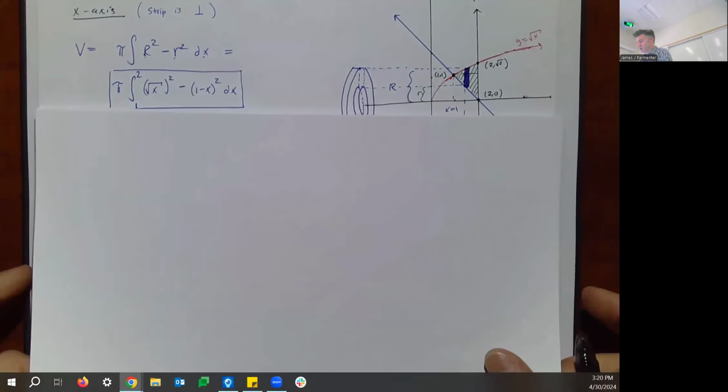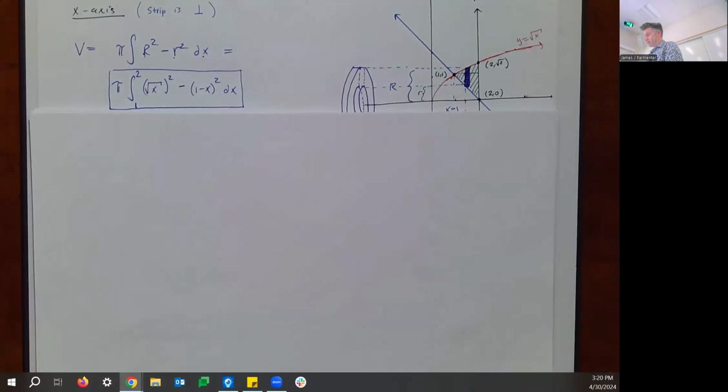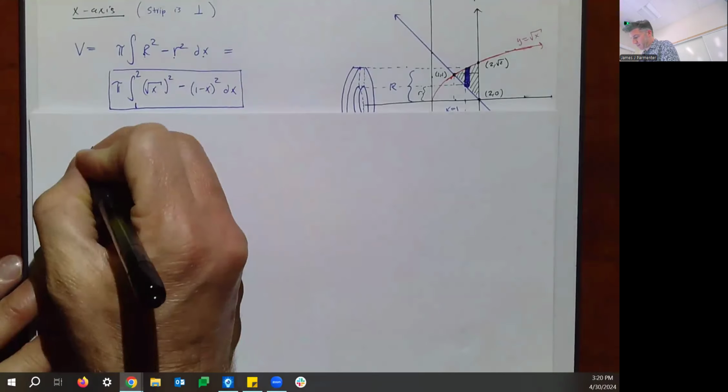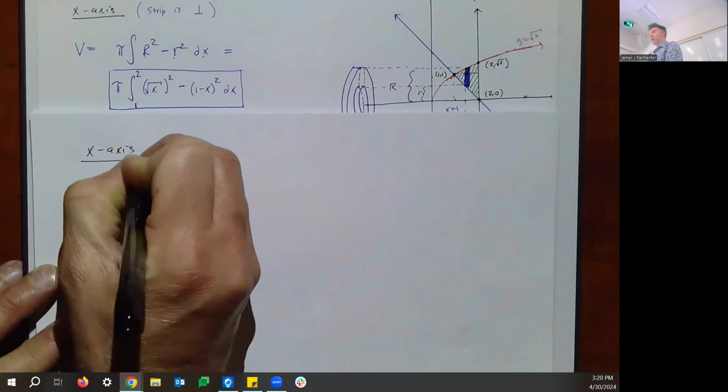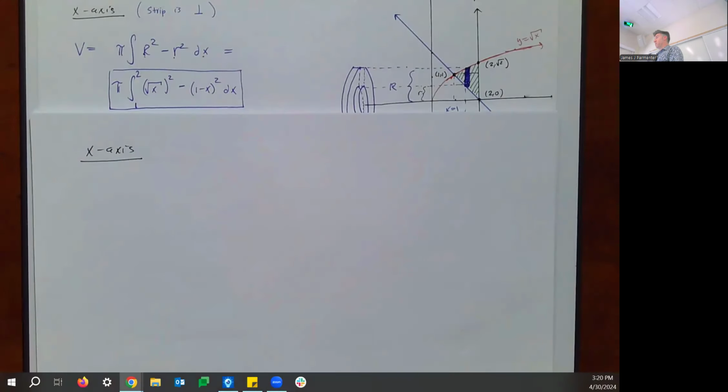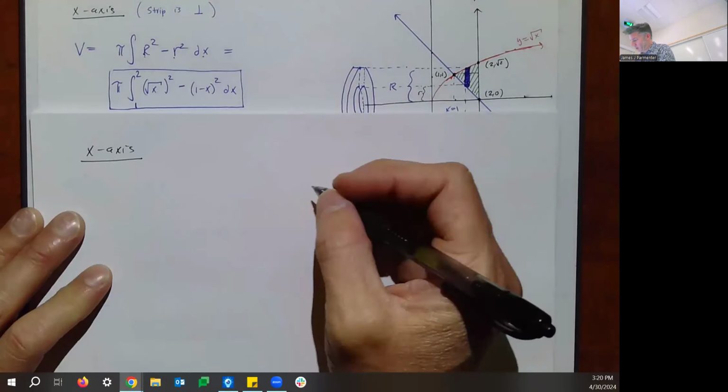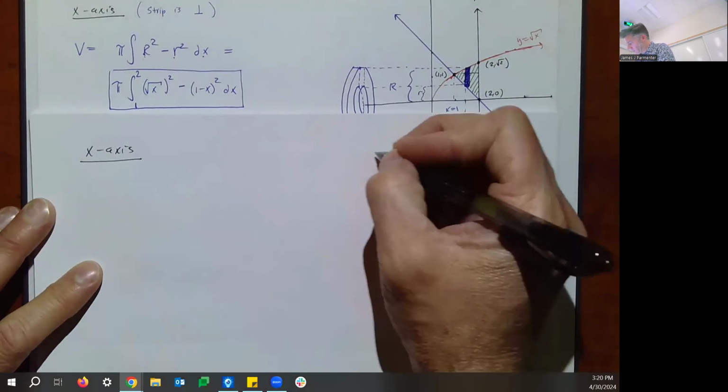Let's look at the same region. We're going to go around the x-axis again. But now we're going to use a horizontal strip. It's going to be a little bit more work. So I'm going to draw a less nice version of this.